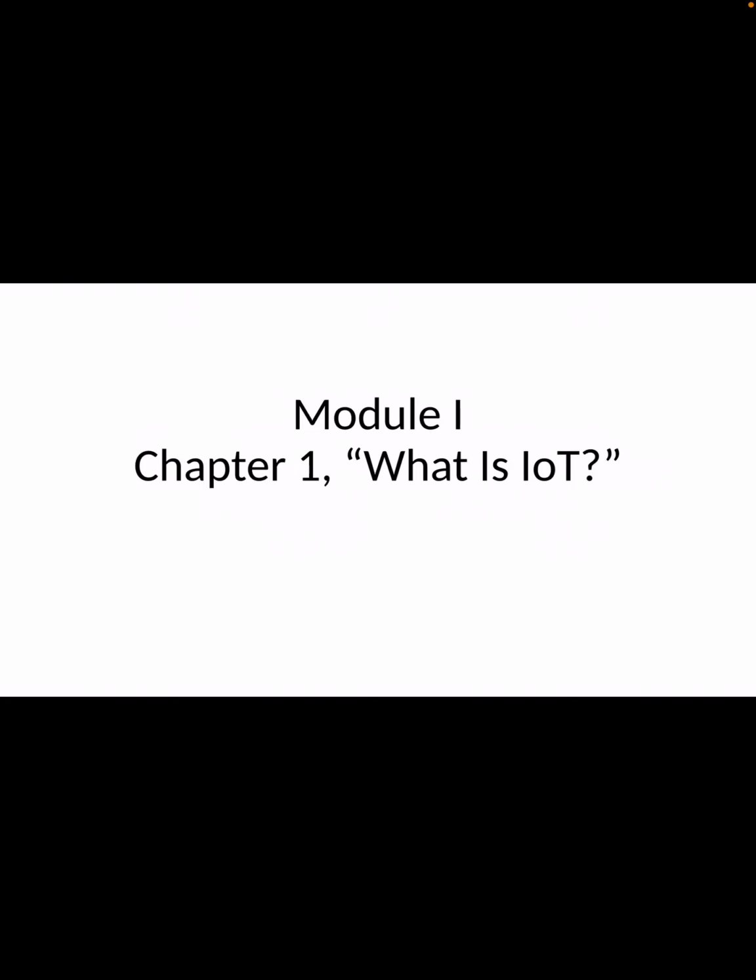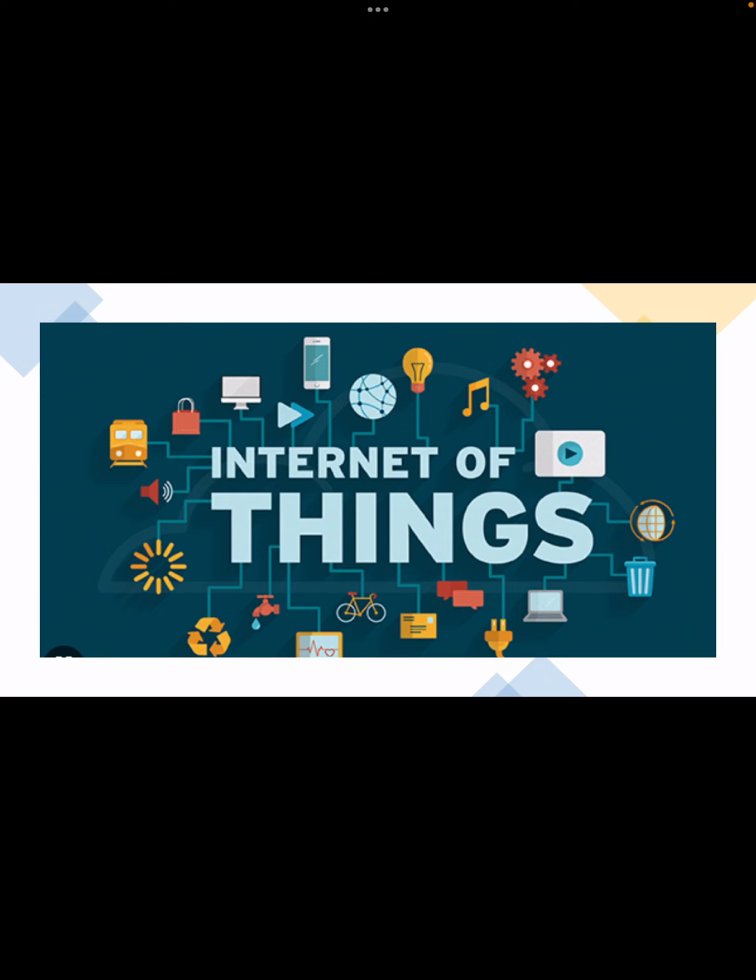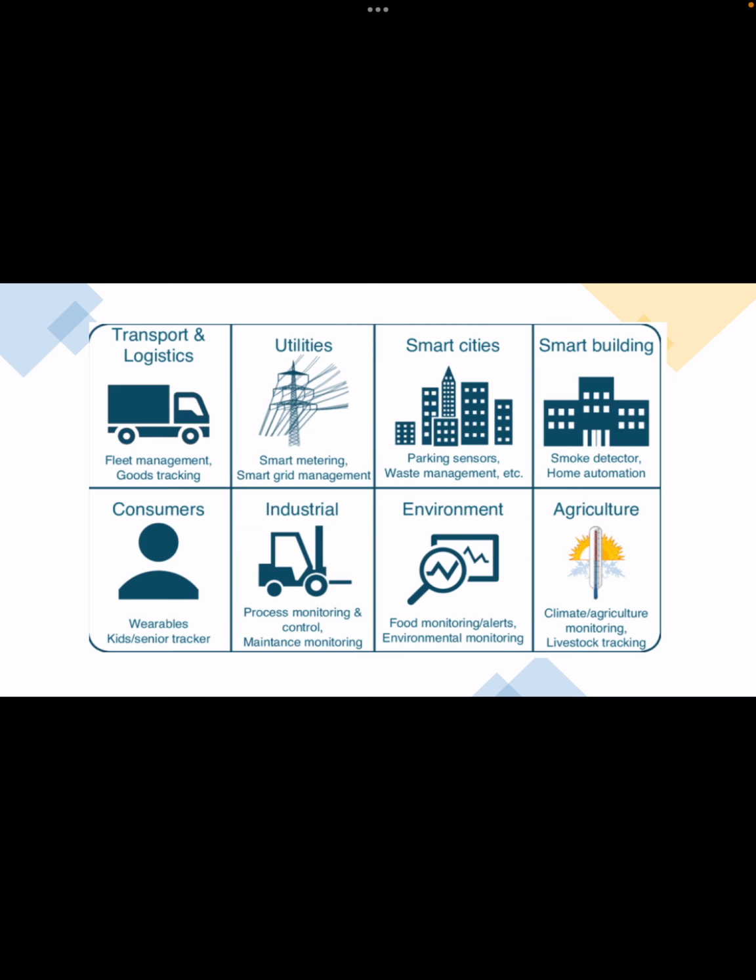So in module 1, we will be discussing what an IoT is. IoT is nothing but what? It is referred to as Internet of Things. In general, where all can we use it? Applications of IoT means it can be used in transport and logistics, utilities, smart cities, smart buildings, consumers, industrial, and environment and agriculture.